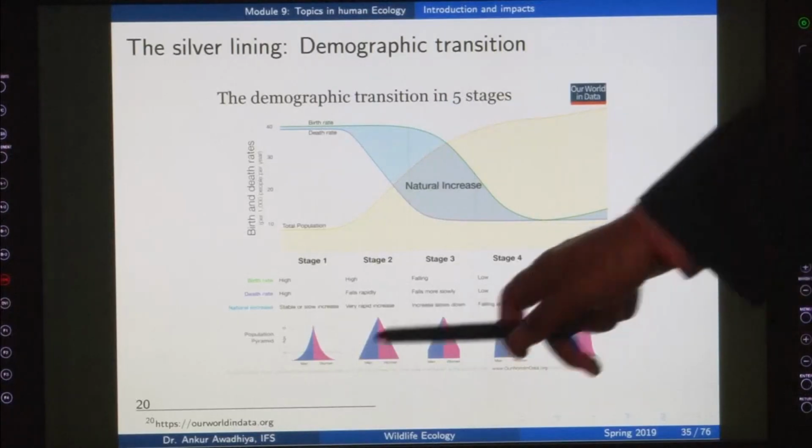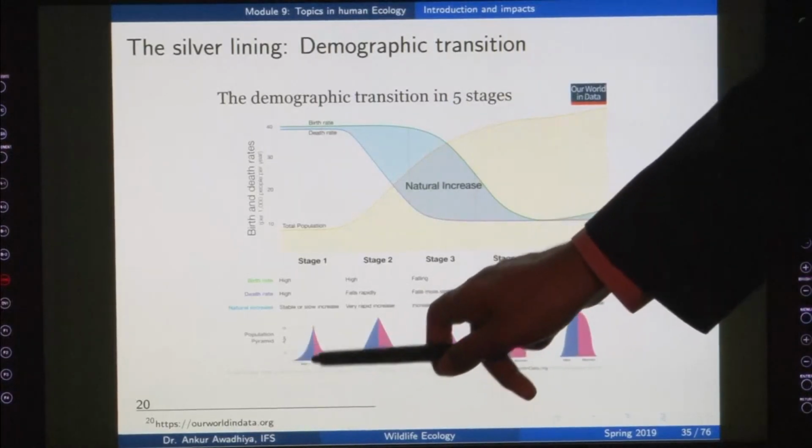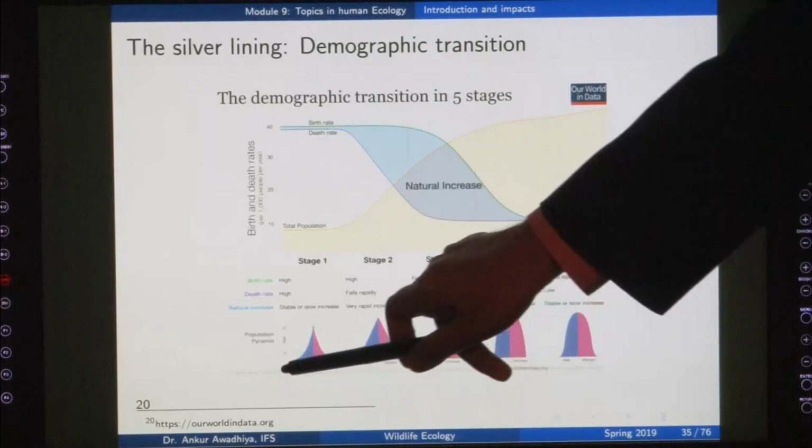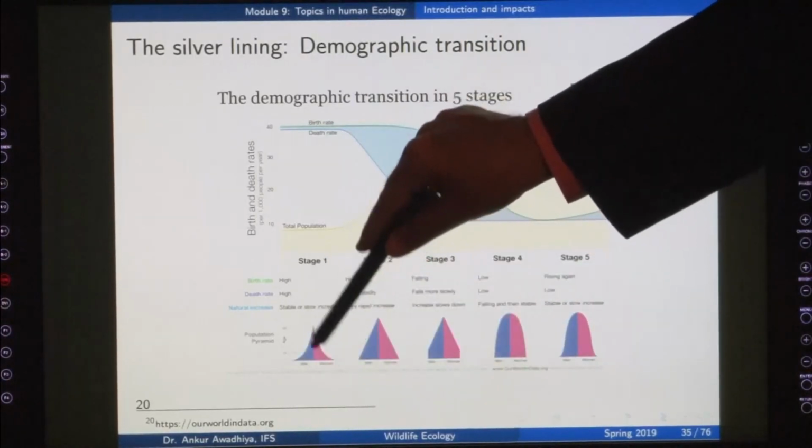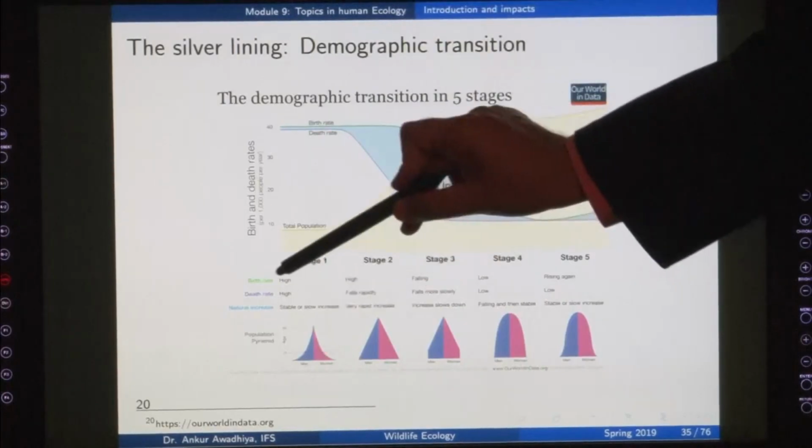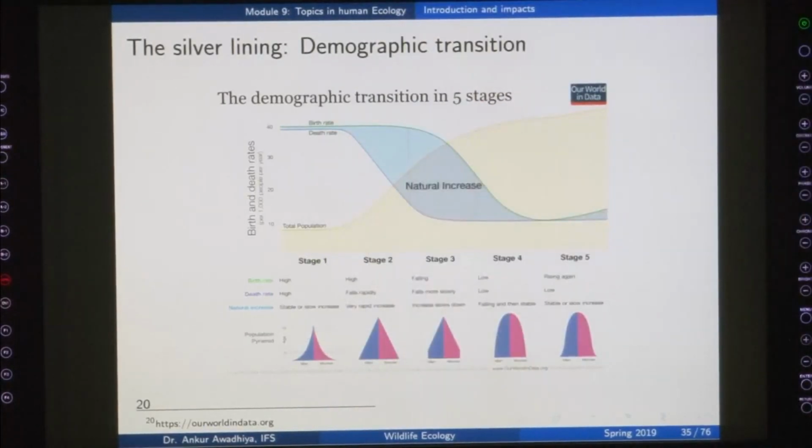So, in this pyramid we are seeing a high birth rate and a high death rate. This is a population in which you have a high birth rate, so the bottom is very large, and a high death rate, so it is tapering very fast, and this is representative of the first stage, a high birth rate and a high death rate.